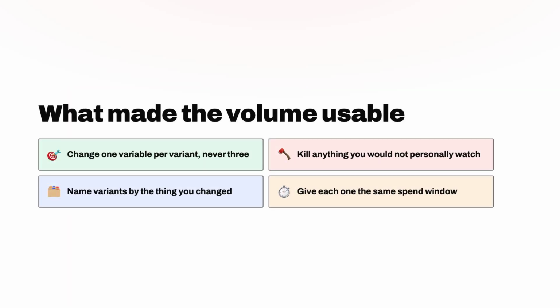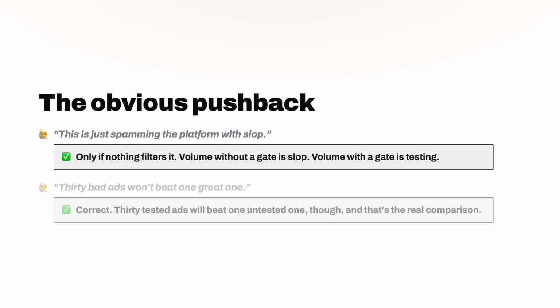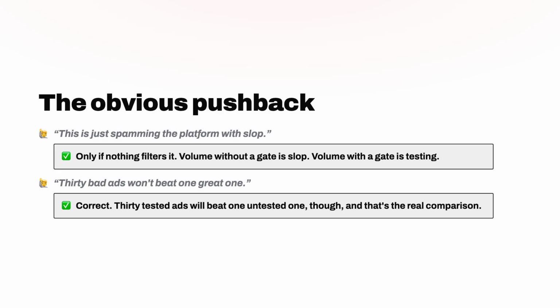A few things made the volume actually usable, because 30 bad ads is genuinely worse than 3 good ones, it just costs you more. More attempts moves you along the distribution. You're not trying to make one perfect ad, you're trying to reach the tail, and the tail is rare by definition. The obvious pushback is that volume is just spam.